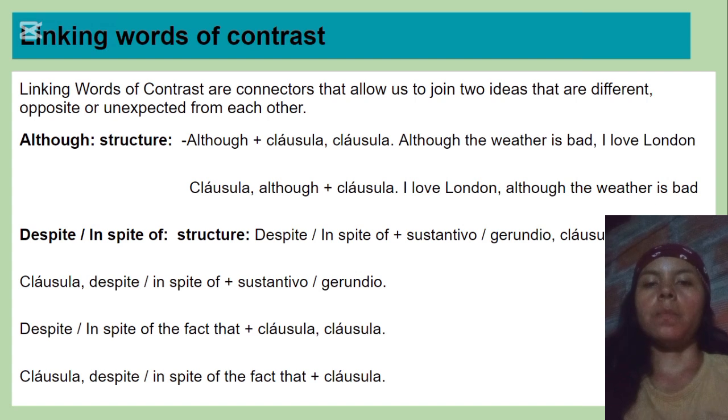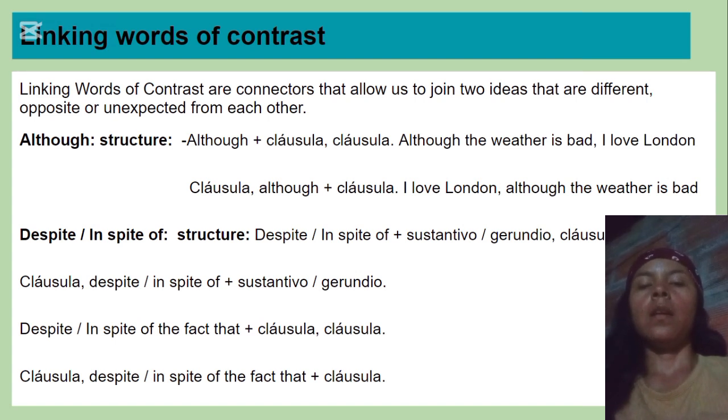Despite and in spite of mean the same thing and are used before a noun or gerund, -ing. If we want to use them with a clause, we need to add "the fact that." The structure is clause, despite or in spite of plus noun or gerund; or despite or in spite of the fact that plus clause.